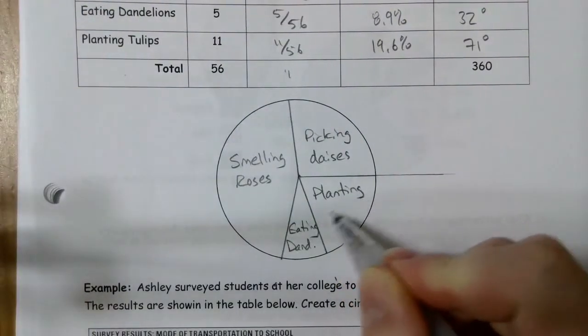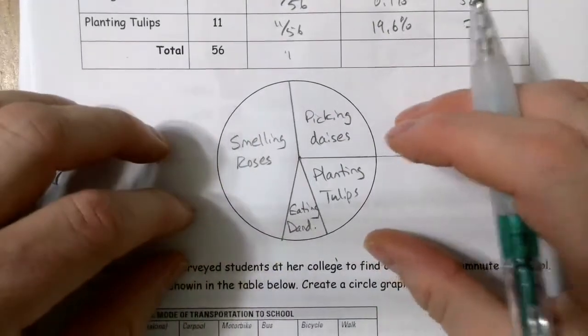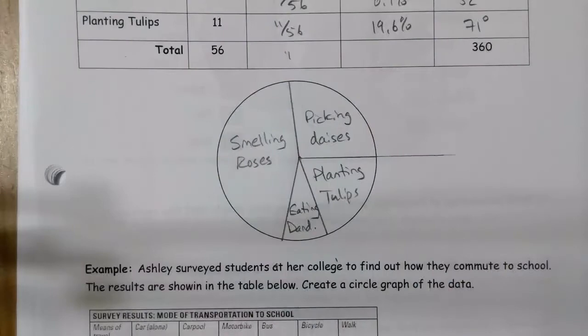So planting tulips. So I feel pretty confident that this circle graph that we're seeing here is a pretty good representation of how the population is broken up into those different groups.